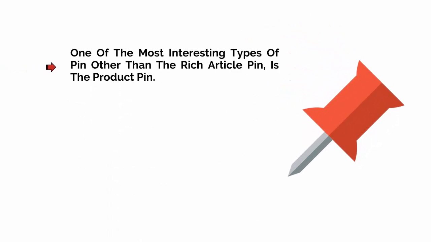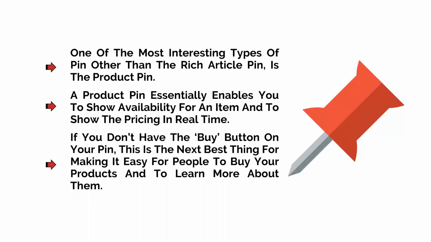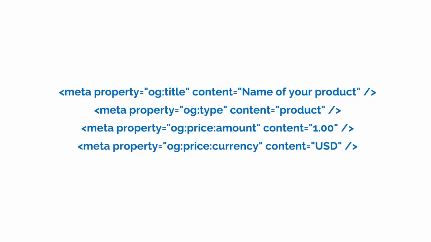For marketers, one of the most interesting types of pin other than the rich article pin is the product pin. A product pin essentially enables you to show the availability for an item and to show the pricing in real time. If you don't have the buy button on your pin, this is the next best thing for making it easy for people to buy your products and to learn more about them. Again, you need meta content, and this time it's the markup here that you can see on the screen.